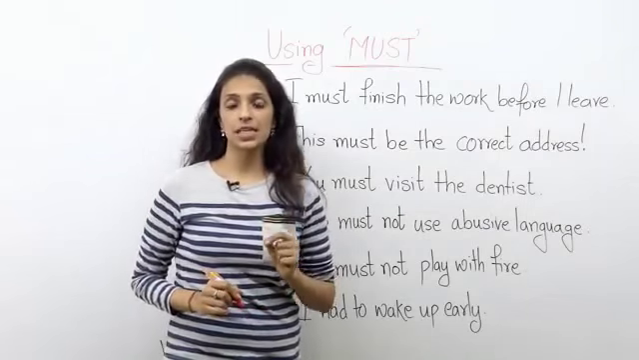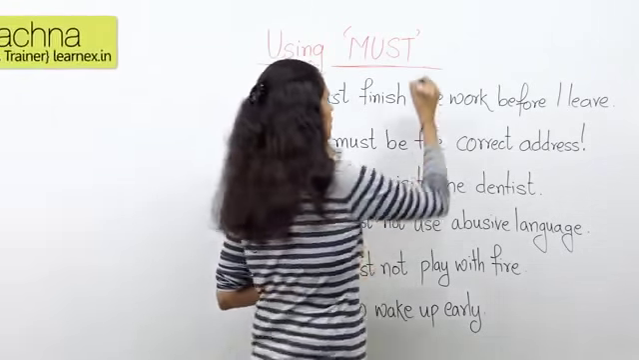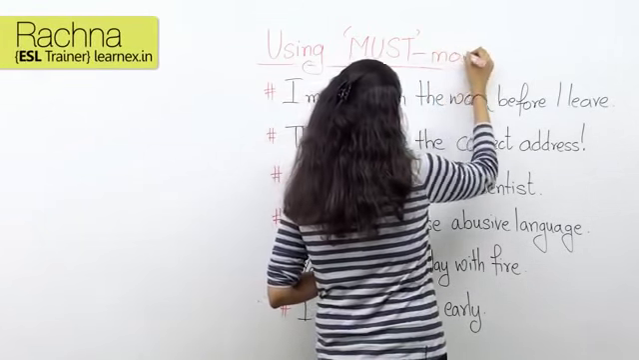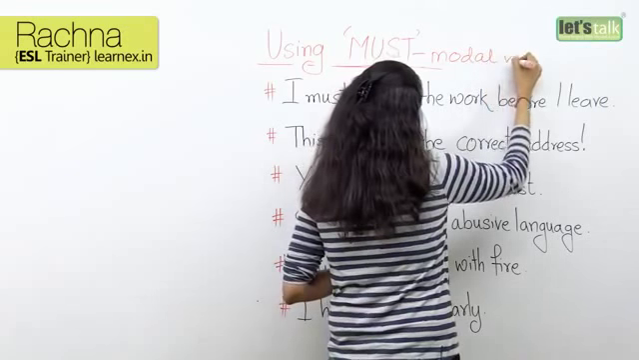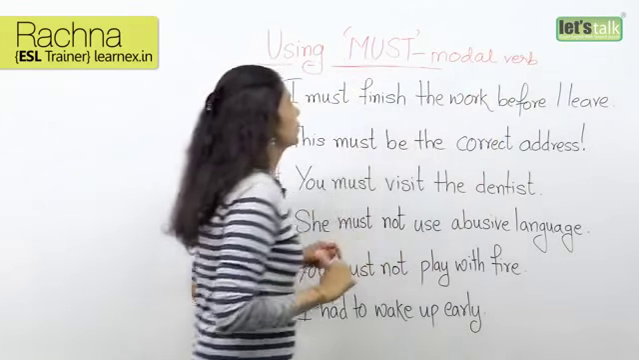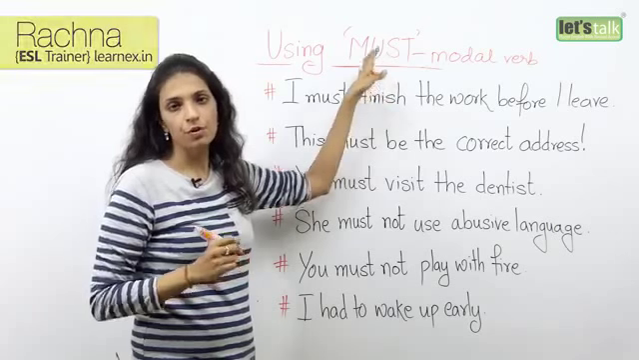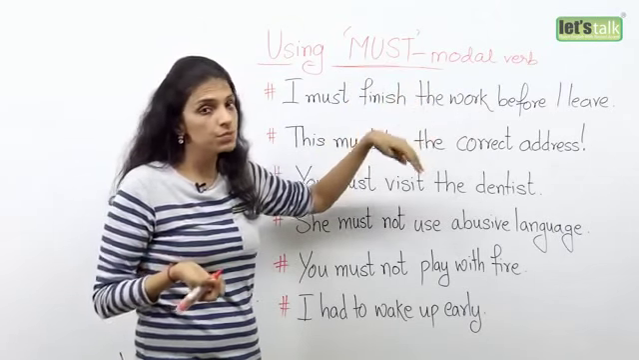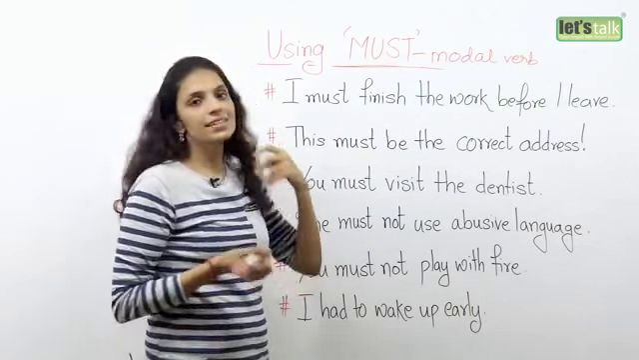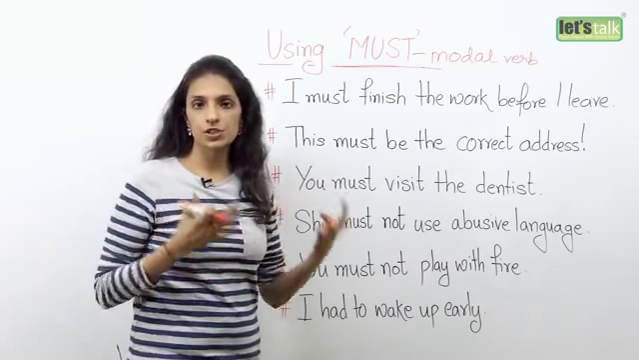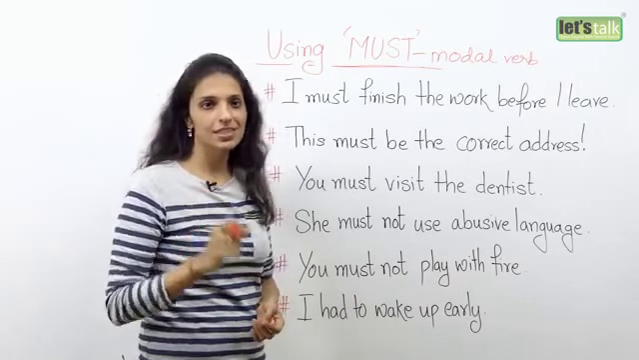Let's understand one thing. Must is a modal verb. So it can never come alone. It has to be followed by another verb or maybe two verbs. And it has different meanings depending on how it is used in a sentence. So let's get started.